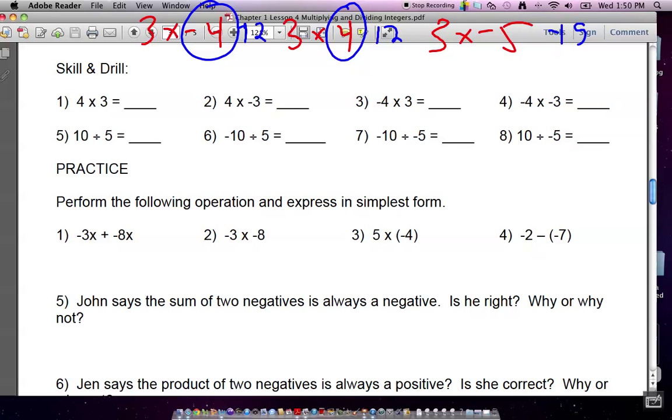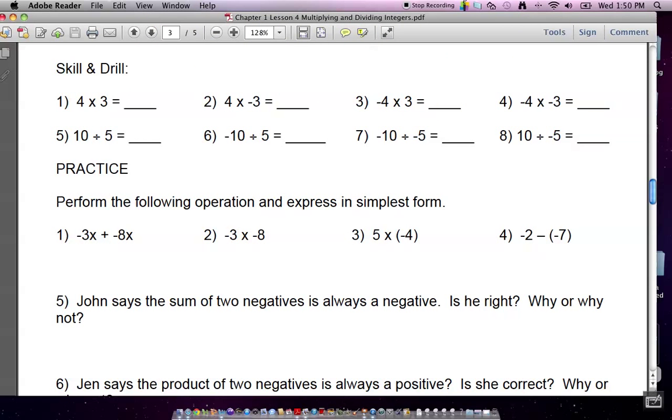Okay, what's 4 times 3? 12. What's 4 times -3? -12. Good, because of that negative there. What's -4 times 3? -12. This is a positive 3. Don't change it. What's -4 times -3? 12. Very good.